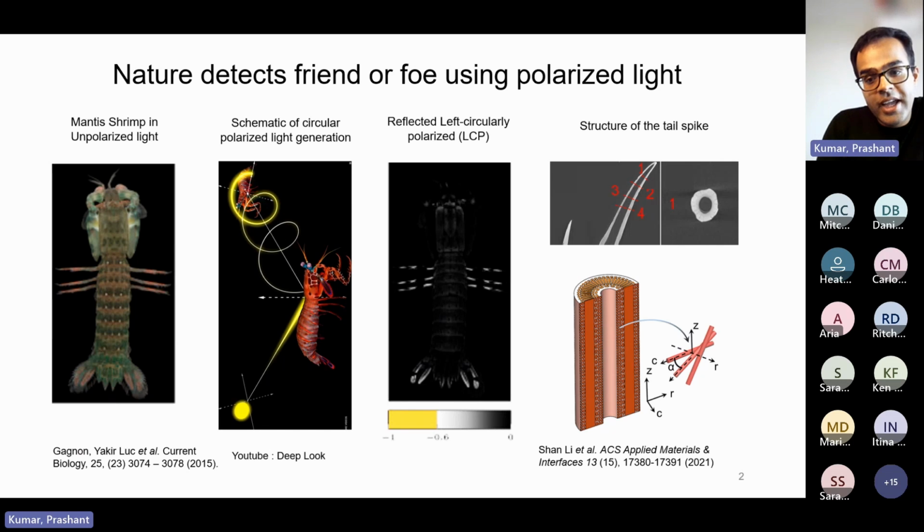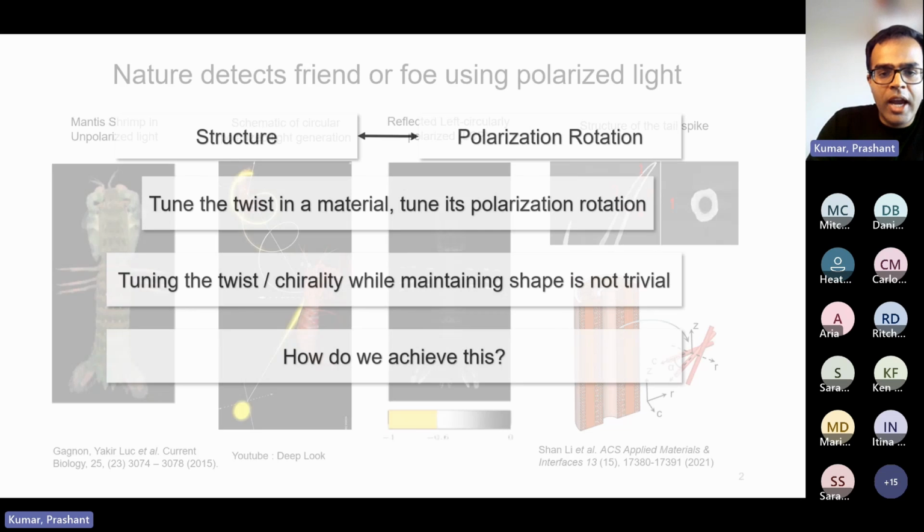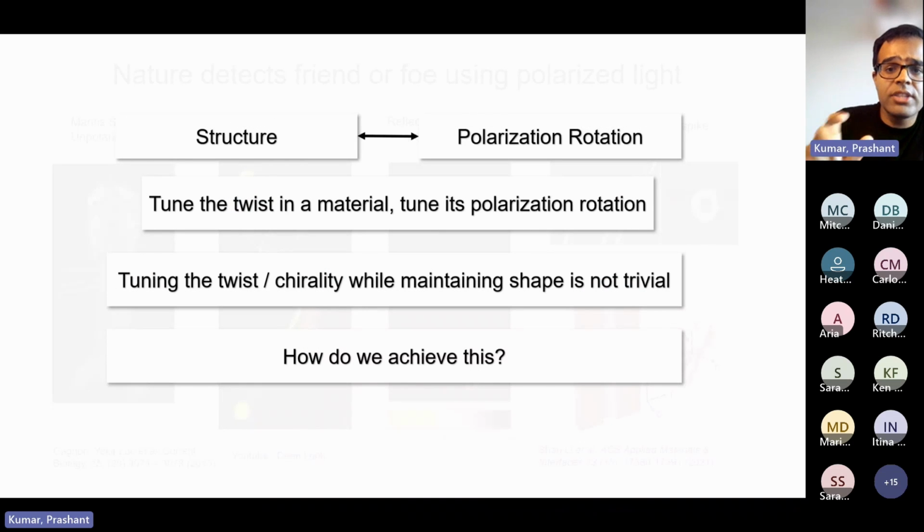Why it's rotating the light is because if you look at the cross section of these fins in a scanning electron microscope, you will see this interesting structure where there are building units which are rotated with respect to each other. So this is a very interesting example that exists in nature where circularly polarized light is being used for signaling between these creatures. What this is telling us is that if you can change the structure of an object, you can cause it to rotate the polarization of light. And nature is showing us how it can do it.